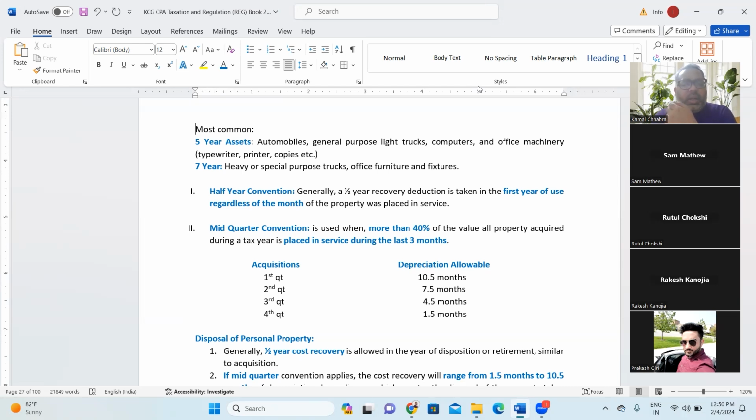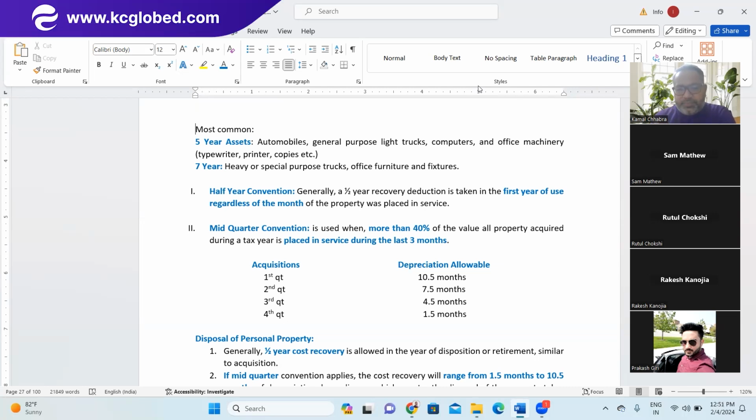Second is the mid-quarter convention method. The mid-quarter convention method says whatever assets you have purchased during the quarter, right? Q1 is January, February, March, Q2 is April, May, June, Q3 is July, August, September, and Q4 is October, November, and December, right? So at any point of time during the quarter that you have purchased an asset, for that particular quarter you will be depreciating for 1.5 months, which is half a quarter. Make sense? Any doubt here on half-quarter or mid-quarter?